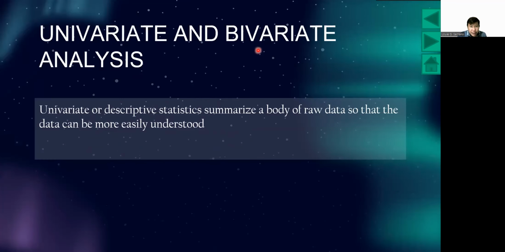So, univariate and bivariate analysis. From the word uni and bi, uni means one and bi is two. So univariate or descriptive statistics summarize a body of raw data so that the data can be more easily understood. Bivariate analysis, ito naman yung test whether and how two variables are statistically related with another variable.